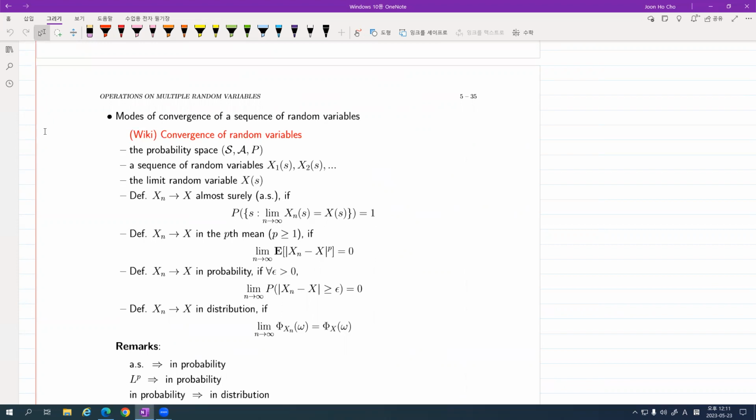Second, convergence in the p-th mean. Third, convergence in probability. Fourth, convergence in distribution. And even though in previous slides I wrote these definitions a little bit differently, here I have rewritten them to make them look very simple and similar. Just X_n converges to X almost surely, in the p-th mean, in probability, in distribution.